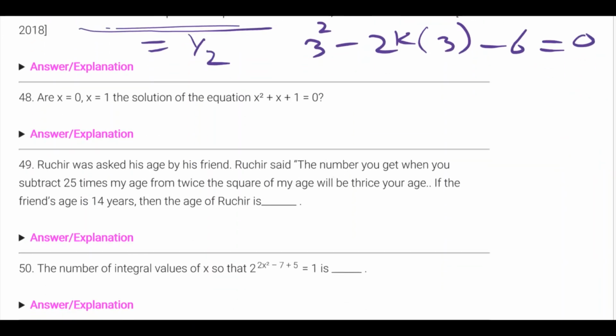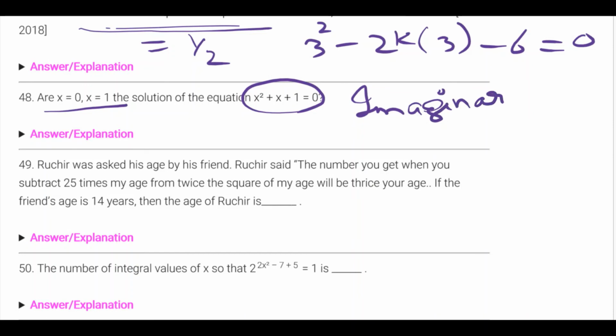Forty-eighth one. Are x equals 0 and x equals 1 the solutions of the equation? So these two are not the solutions of the given equation. Actually, for this we'll get imaginary roots, which are not real. So this is not necessary for you now.